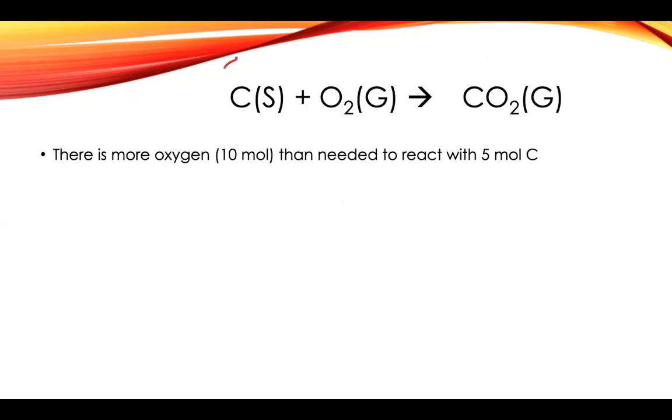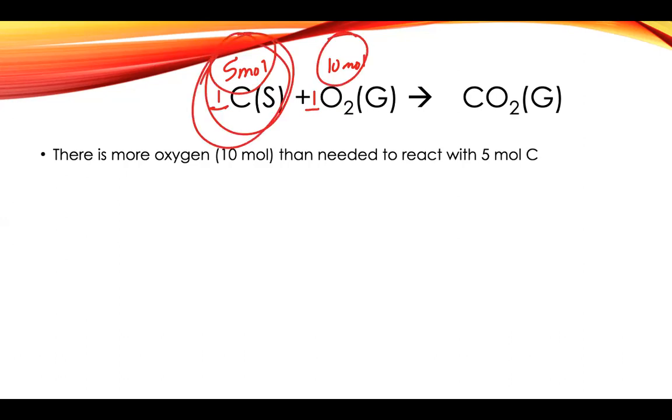So if I have 5 moles of carbon and 10 moles of oxygen, there's more oxygen than you need, okay? Because it's 1 to 1, right? There's 1 mole of carbon that reacts with 1 mole of oxygen. If it's 5 to 10, this one's going to run out first. You're going to use up all 5 moles of carbon, and you're going to have 5 moles of oxygen left, because it's a 1 to 1 ratio.